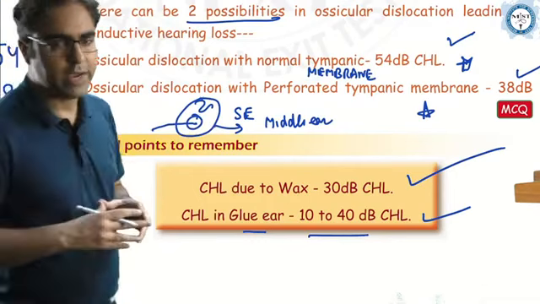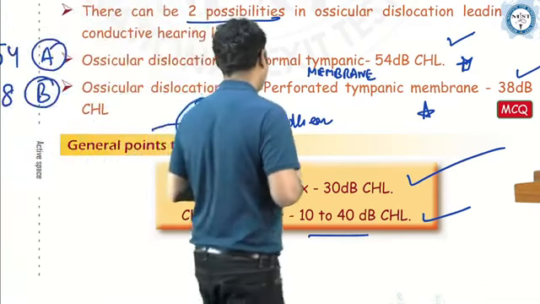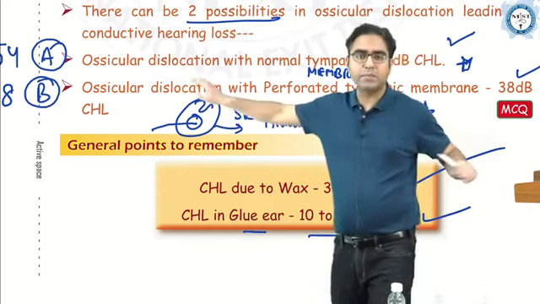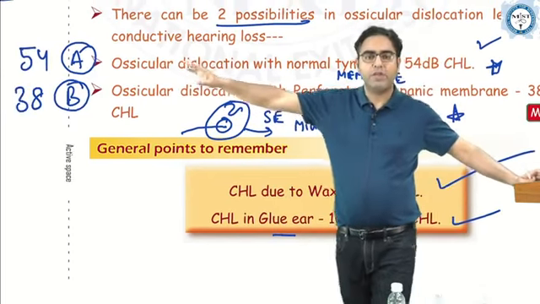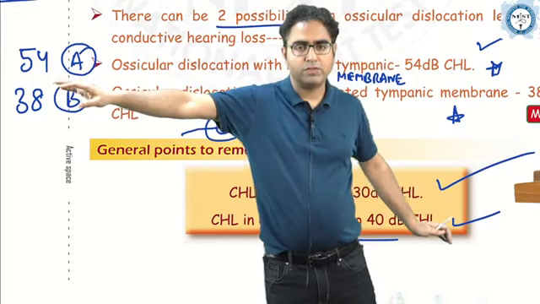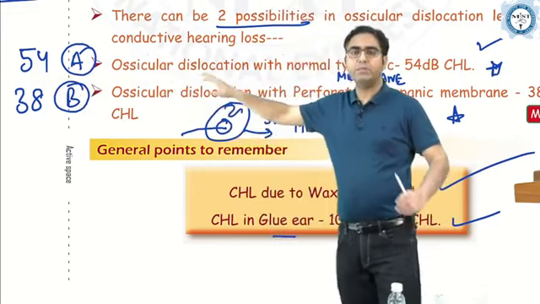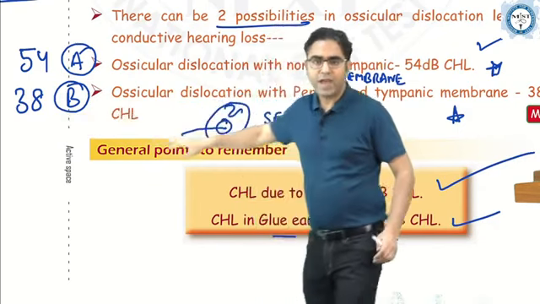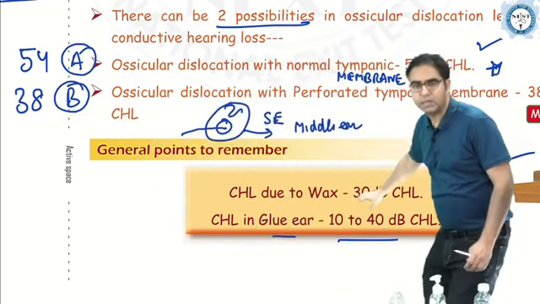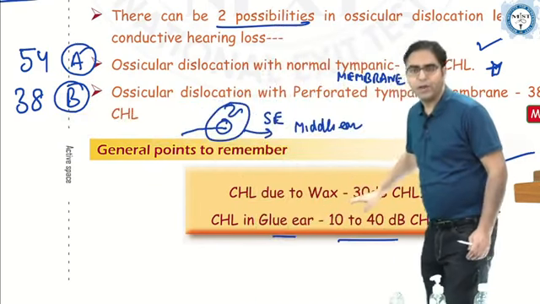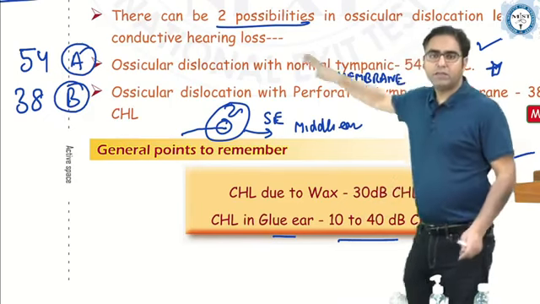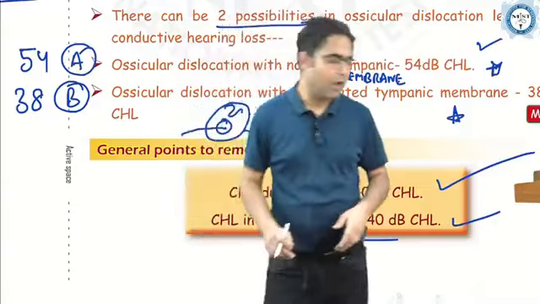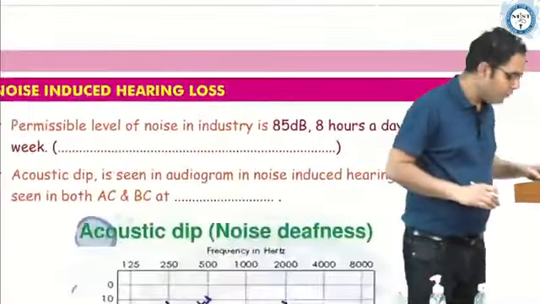Am I clear? Fine. Once again, let us revise, beta. Ossicular dislocation with a normal tympanic membrane causes 54 decibel conductive hearing loss. Ossicular dislocation with perforated tympanic membrane, 38 decibel conductive hearing loss. Wax can cause 30 decibel conductive hearing loss. Glue ear, 10 to 40 decibel conductive hearing loss. These four are factual questions. Okay, fine. Now, let's go to the next page.